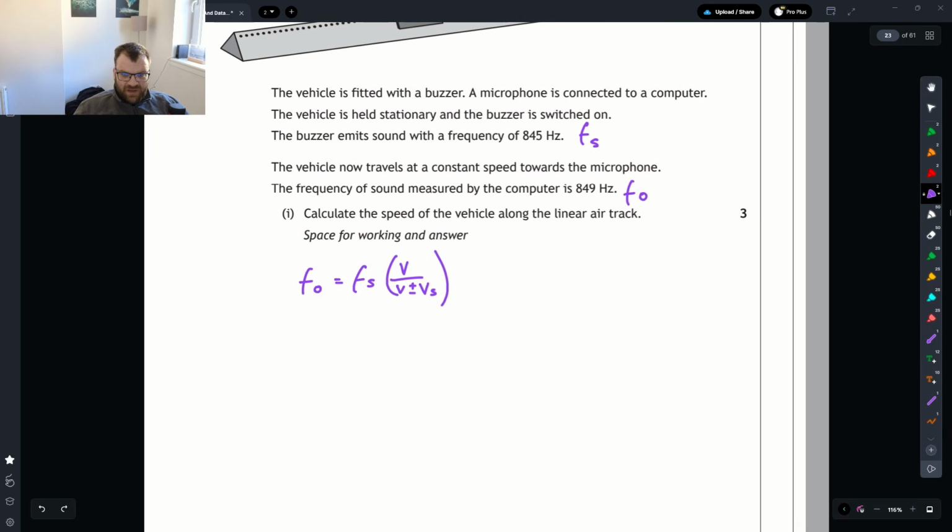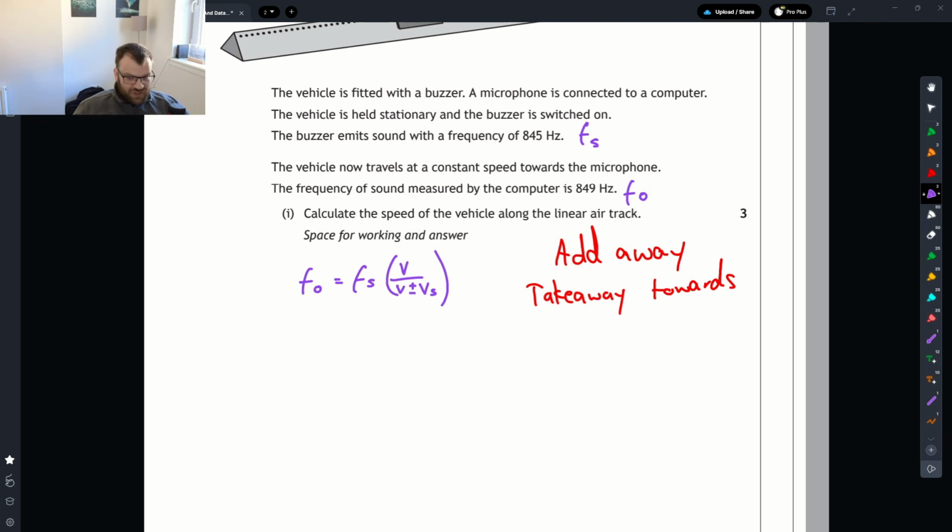And when we are deciding whether or not to use a positive or negative, if it's moving away, we're going to add it on. And if it's coming towards, you're going to take away. So negative when it's coming towards us. It is moving towards the microphone, so we're going to use the negative version here. I'm going to start to rearrange this a bit to try and get the Vs by itself.